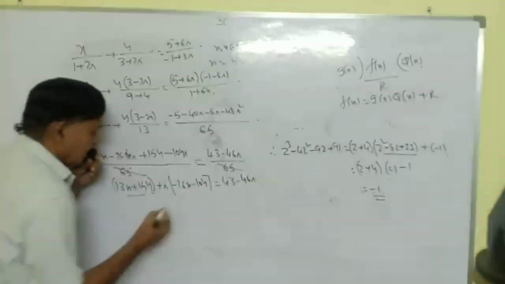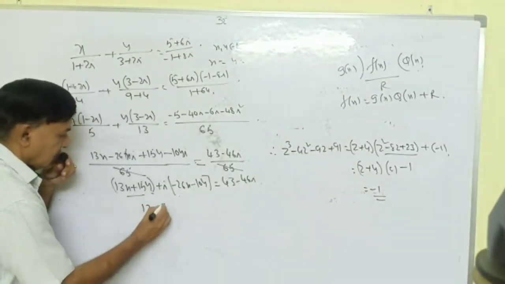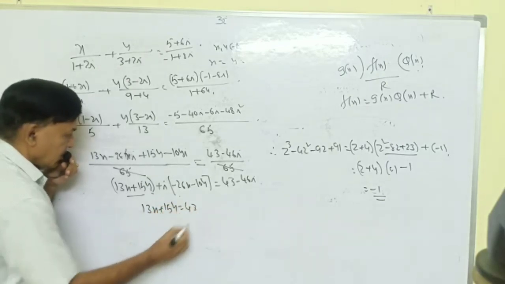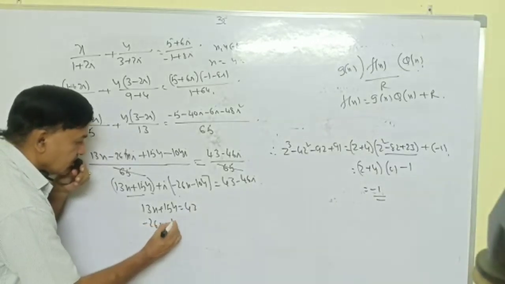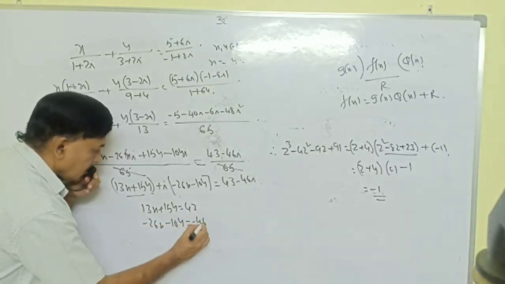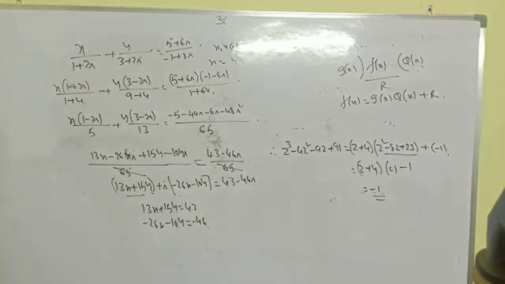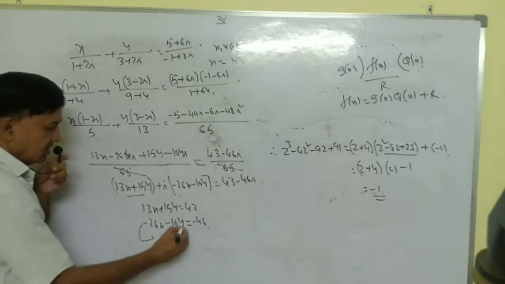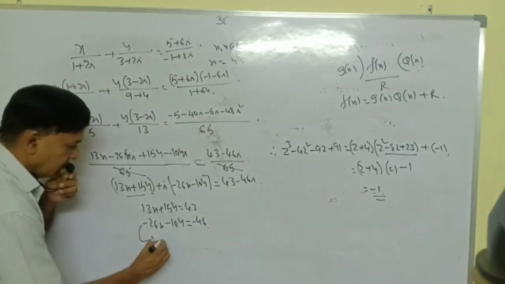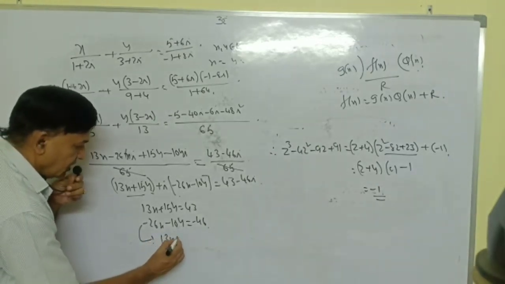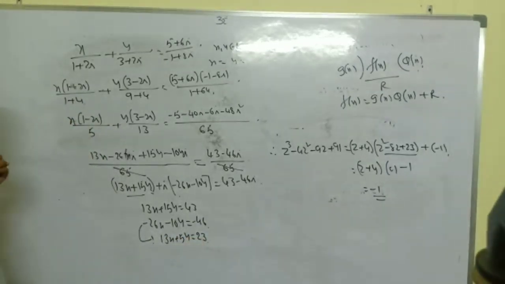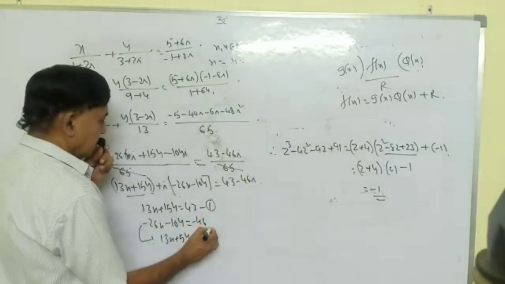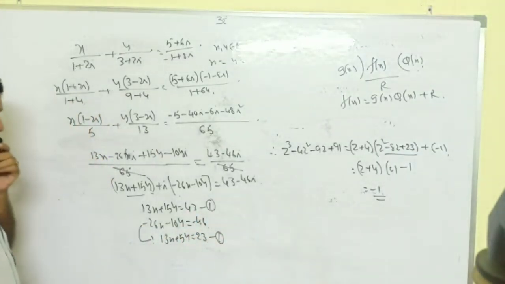So equate real parts. 13x plus 15y is equal to 43. Minus 26x minus 10y is equal to minus 46. See, this equation is as good as divide with 2. You will get minus 2, 13x plus 5y is equal to 23. This is your equation number 1. This is your equation number 2.